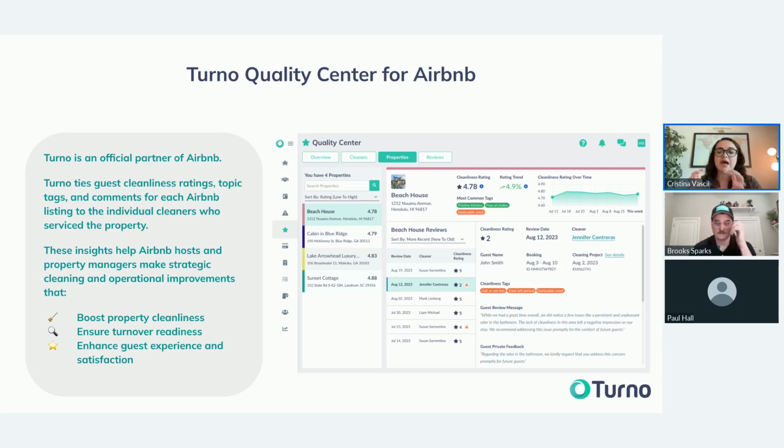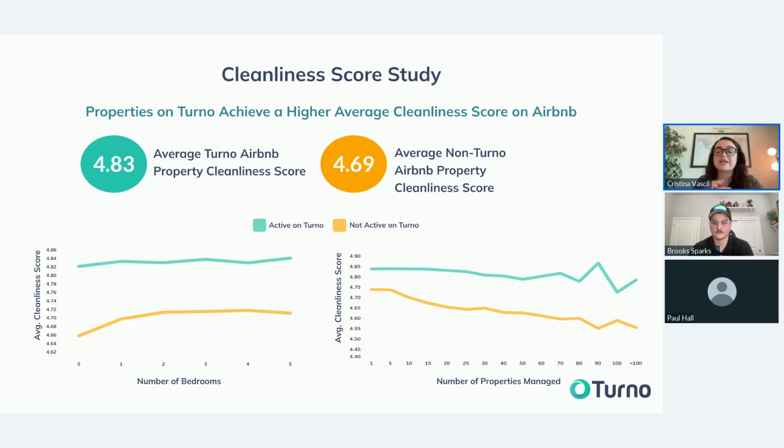So that's why this tool is just so incredible, because it's not only going to help you get more data and see things, but it's boosting your property cleanliness, it's ensuring turnover readiness, and it's enhancing the guest experience and satisfaction. We have some really interesting data here on the next slide that's actually showing the average non-Turno Airbnb property before they used Turno. Average cleanliness score was about a 4.6 versus then utilizing Turno, they actually went up to about a 4.83 average is what we saw across our users.